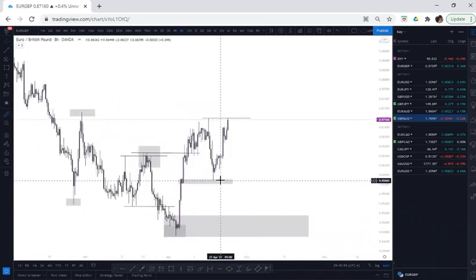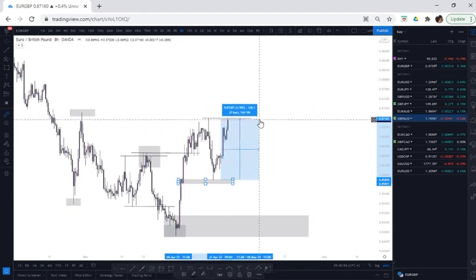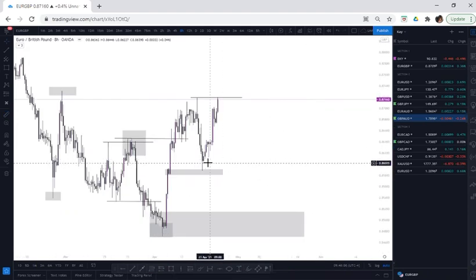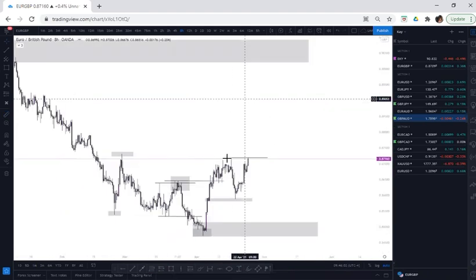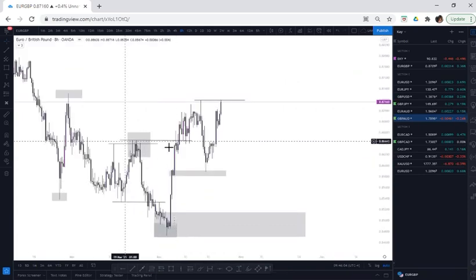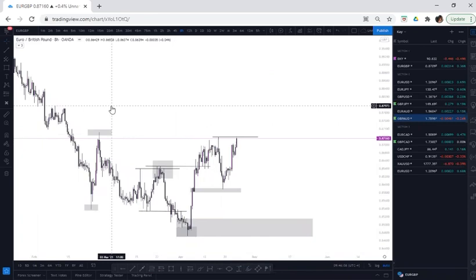But this was a clean daily. That's a clean 128 pips. This is a trade you just take and leave until it hits your TP, because you're sure of the direction based on the daily time frame. So that's it. That's really it, guys.